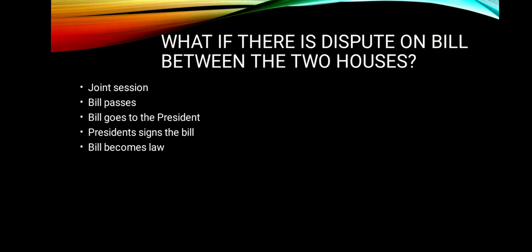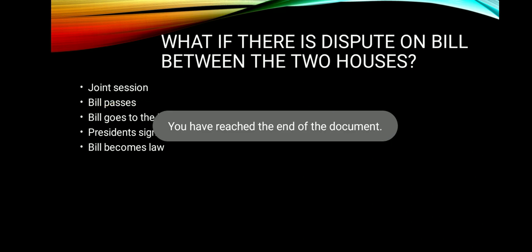Now, what if there is a dispute on the bill between the two houses? As I told you, a joint session of both houses is called, and in this way the bill passes in the joint session. Then the bill goes to the president, and the president will have to sign the bill, and the bill becomes a law.